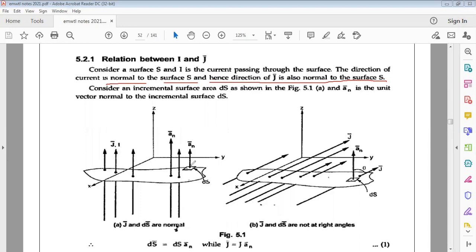On that surface, we assume a small differential surface, through which the current passes. Consider the incremental surface area ds, a small differential surface area, as shown in figure 5.1a, and an bar is a unit vector normal to the differential surface ds.